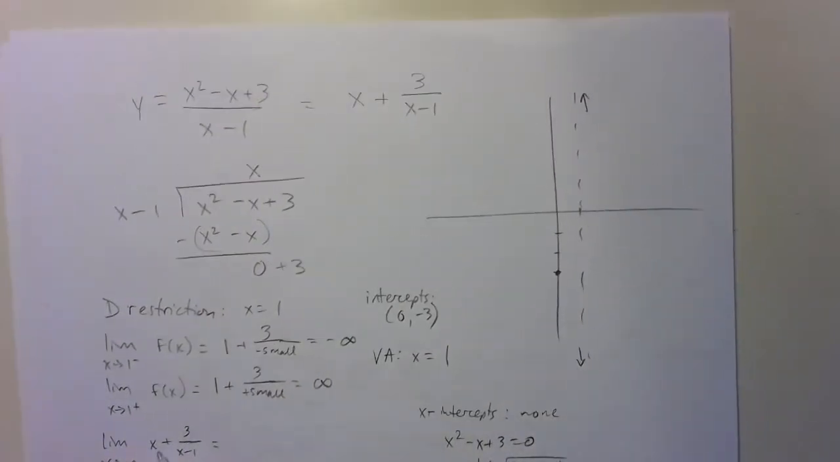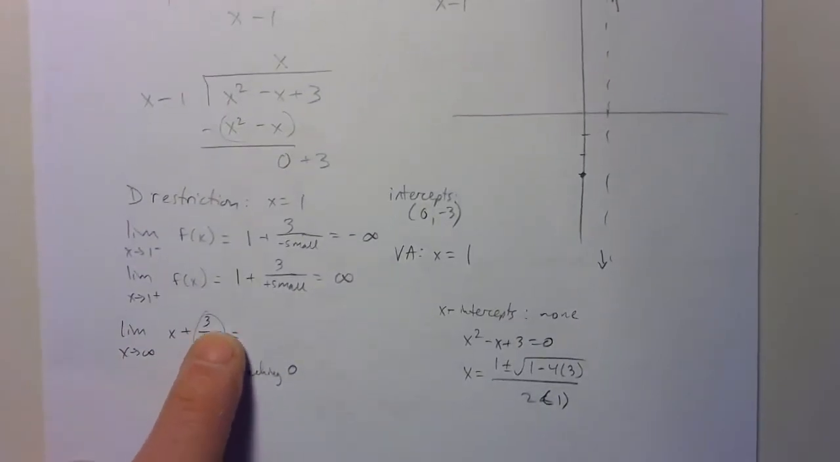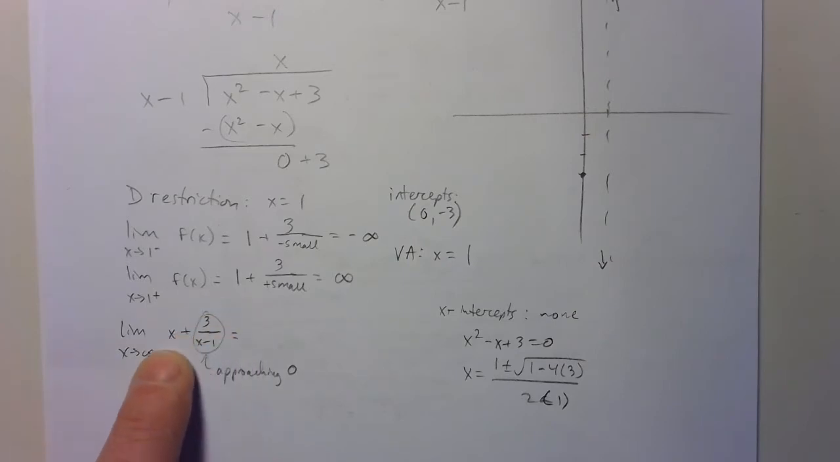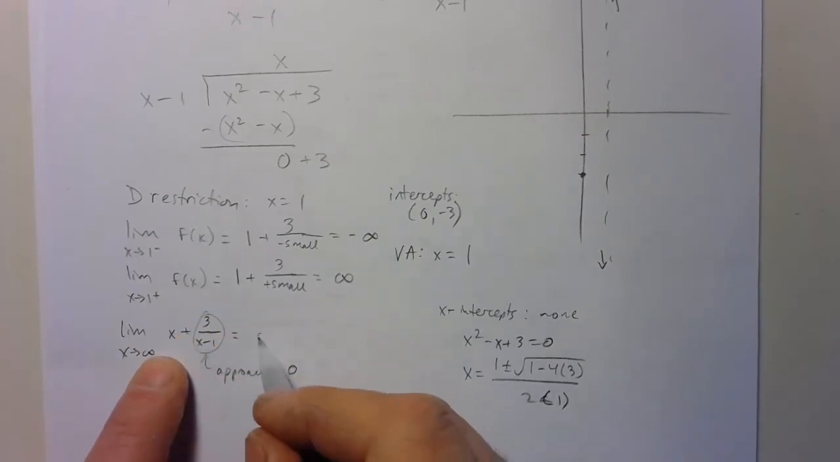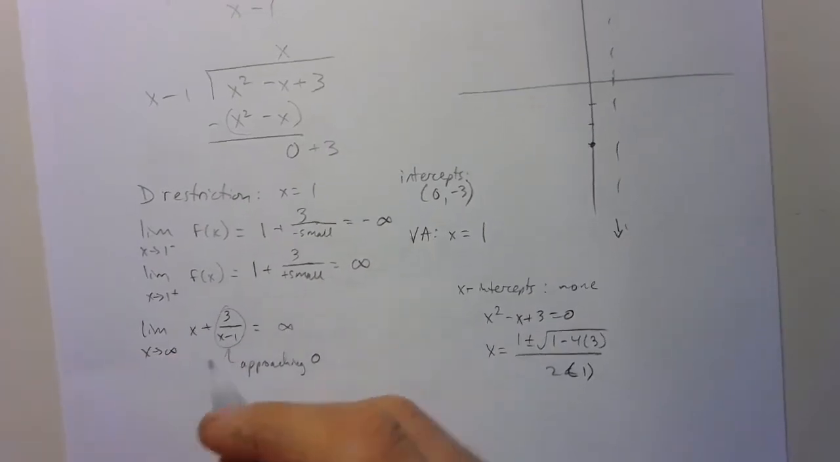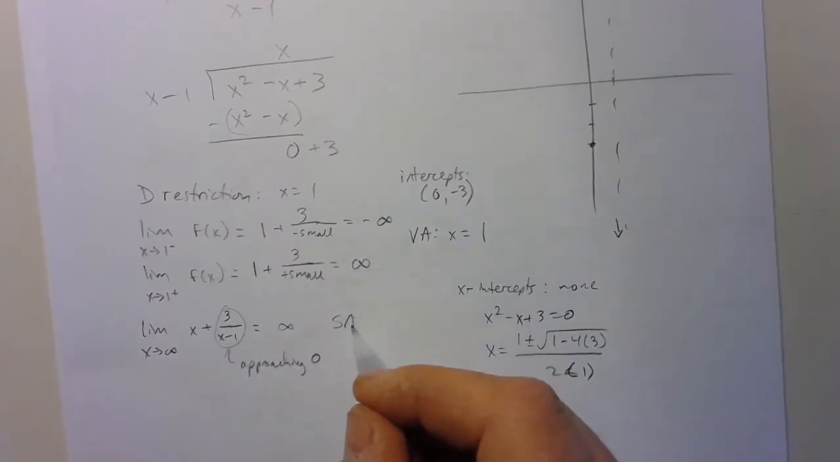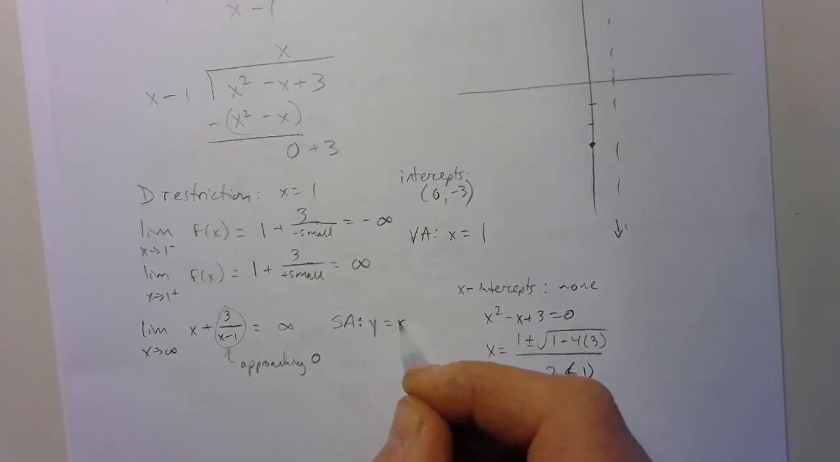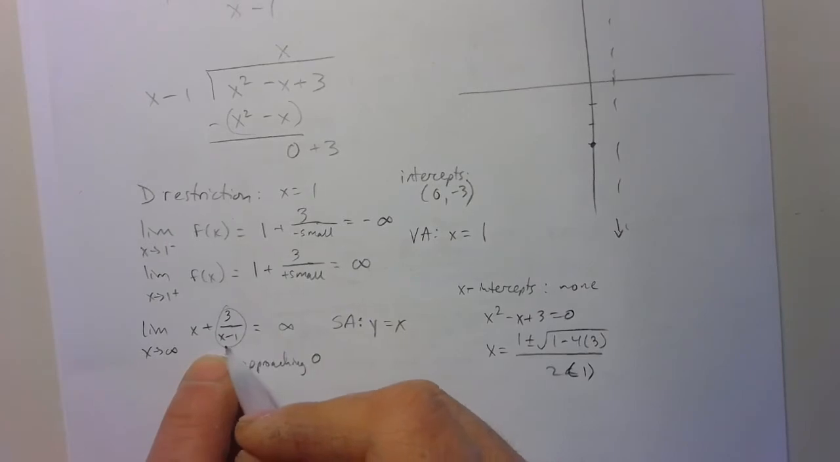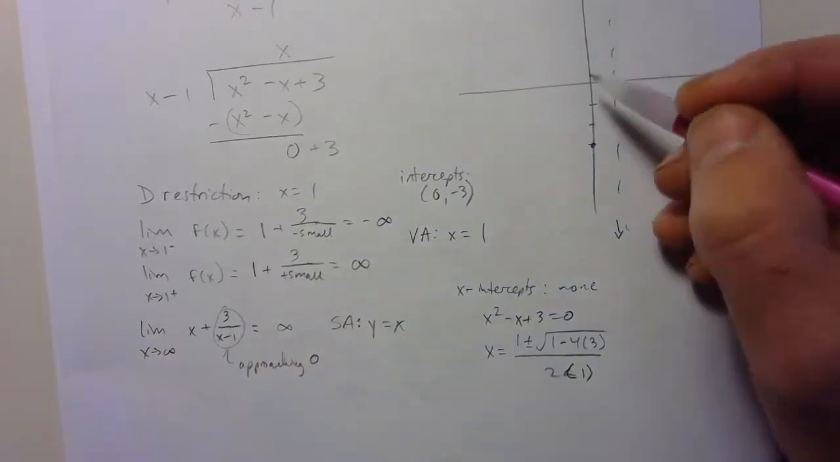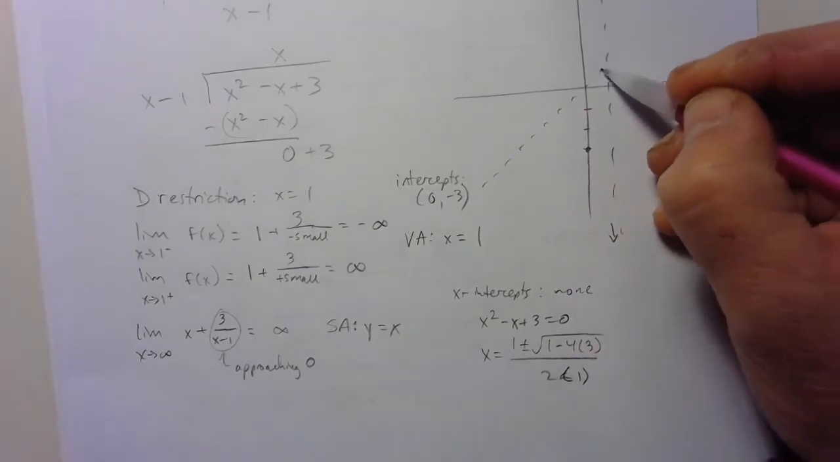This part sticks around, but this part over here is going to be approaching 0. Why is it going to be approaching 0? Because you're taking 3 and dividing by a giant massive number. 3 divided by a giant massive number gets infinitely close to 0. So this part right here drops out, and all that really happens is we're approaching this x. What this tells me is that I have a slant asymptote at y equals x, because this part goes away as I evaluate my limit. That's all that's left. That tells me where my slanted asymptote is going to be.